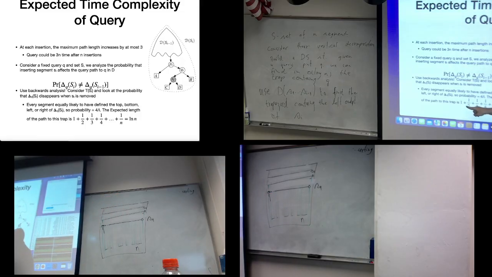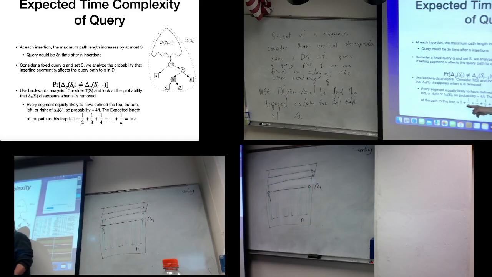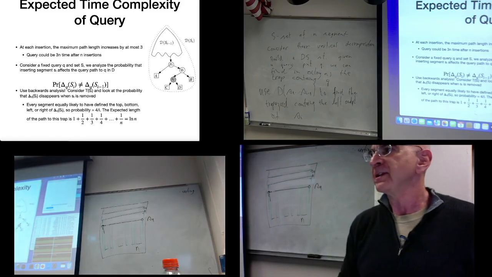Well, the chance when I'm adding S1, the path to Q definitely changed. It was my first segment. When I'm adding my second segment, the chance that it changes the path to Q is only half. When I'm adding my third segment, the chance that it changes the path to Q is only 1 over 3. Changing with the last one, it's 1 over n. What's the sum of all these numbers? Ln n. That's just the harmonic sum.